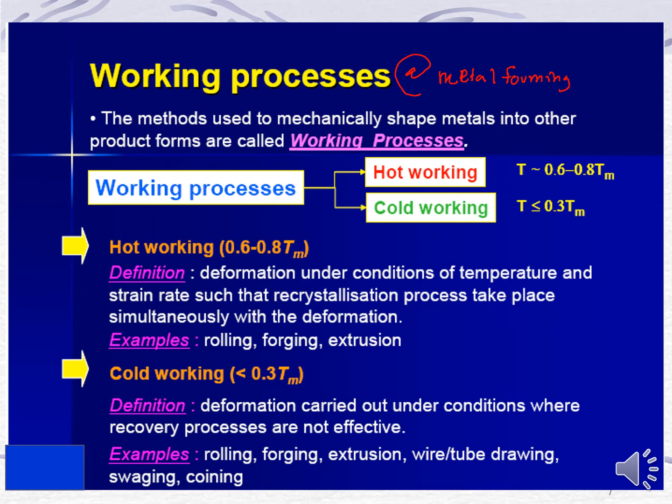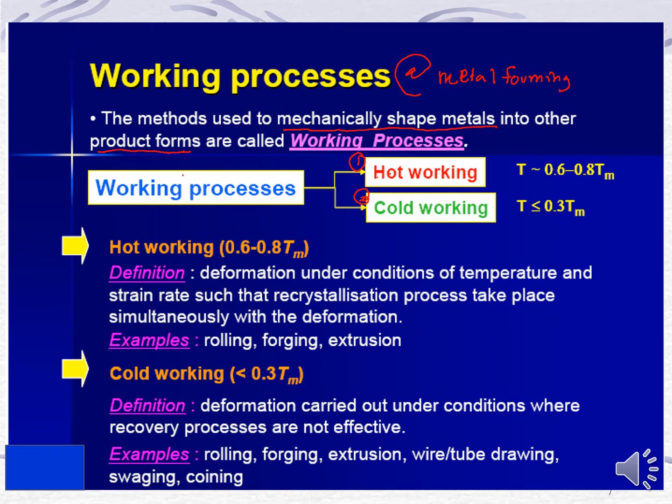Used to mechanically shape metals into other product forms. And in this metal forming process or working process, there are two ways of performing this process. One is hot working. The second one is cold working.